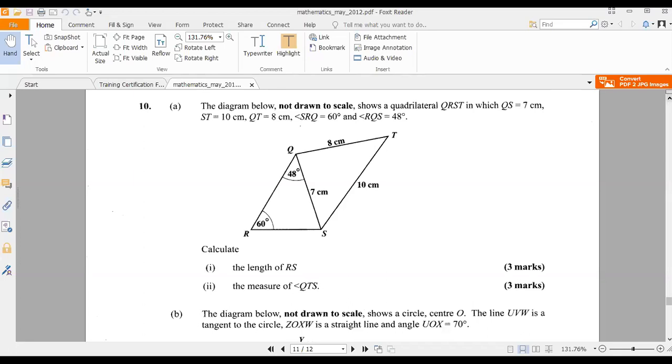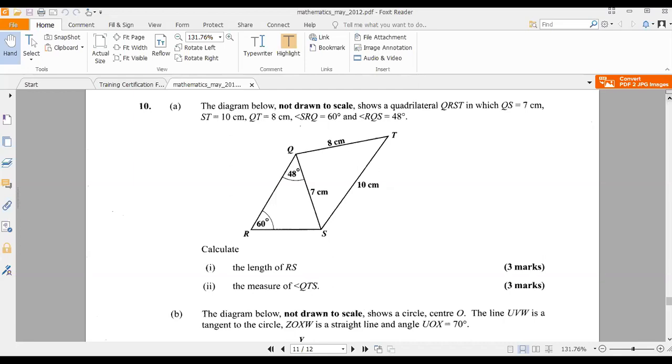The diagram below, not drawn to scale, shows a quadrilateral QRST in which QS is 7 centimeters, ST is 10, QT is 8, angle SRQ is 60 degrees, and angle RQS is 48 degrees. They say calculate the length of RS. That's the first part of the question. The second part of the question, calculate the measure of angle QTS. Both questions are for 3 marks.